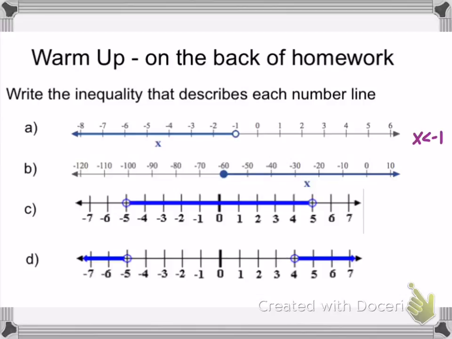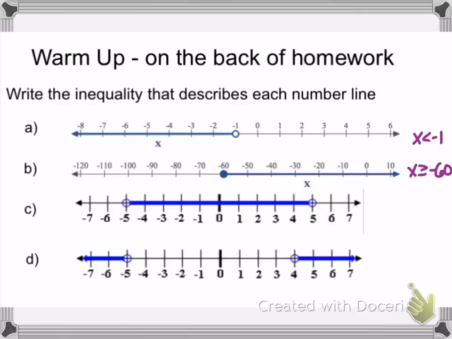Okay, so the inequality that goes with that first number line, since I have an open circle on -1 there, is x is less than -1. I shaded everything less than -1, and there's no filled-in dots, so there's no line underneath that less than. Okay, next one should be x is greater than or equal to -60. Everything greater than -60 is shaded. There's a closed dot there.